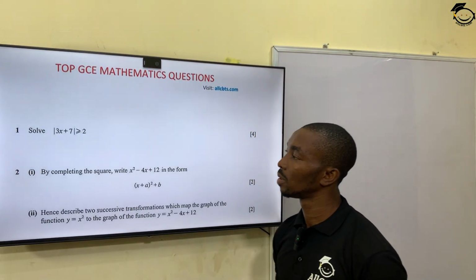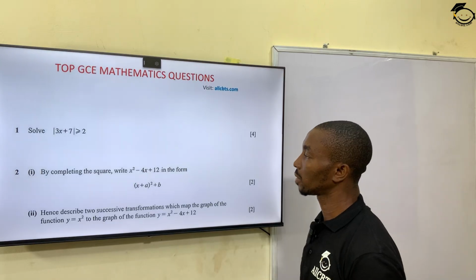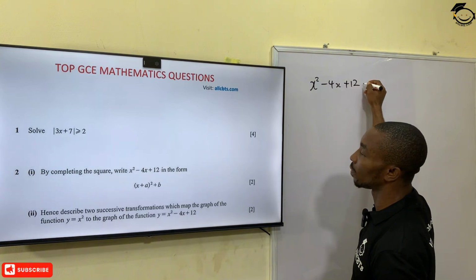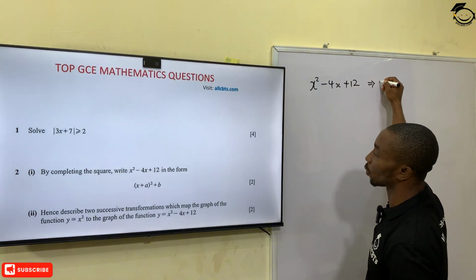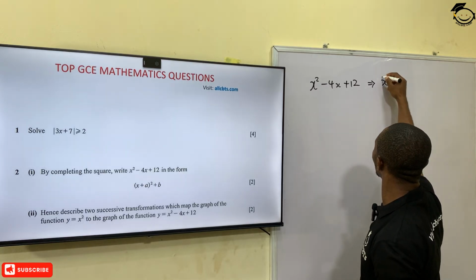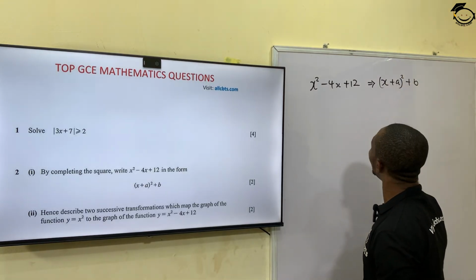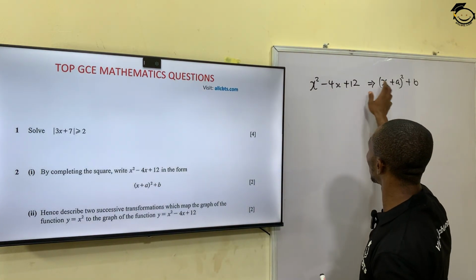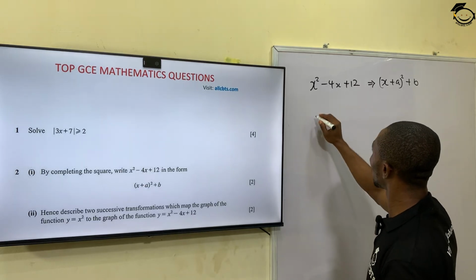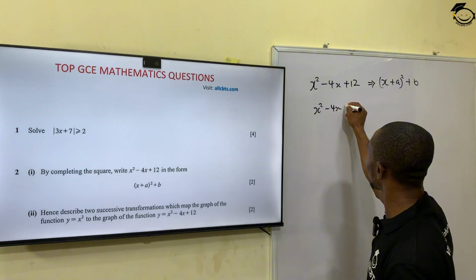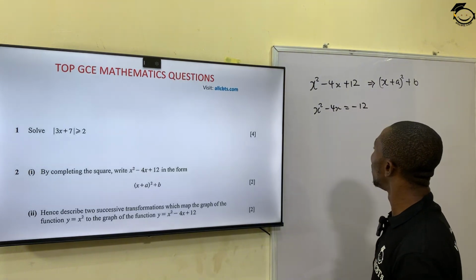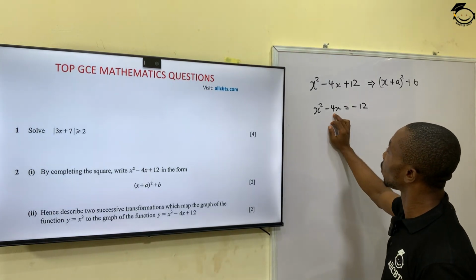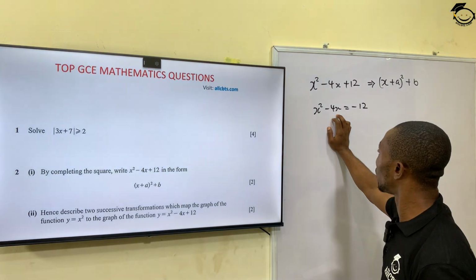And the next question says, by completing the square, write x squared minus 4x plus 12 in the form x plus a squared plus b. Now, in using the completing the square method, we'll first of all move our constant over to our right hand side. This will give us x squared minus 4x equals minus 12. All right, now the next thing we have to do in the completing the square method is divide the coefficient of x by 2 and square it.